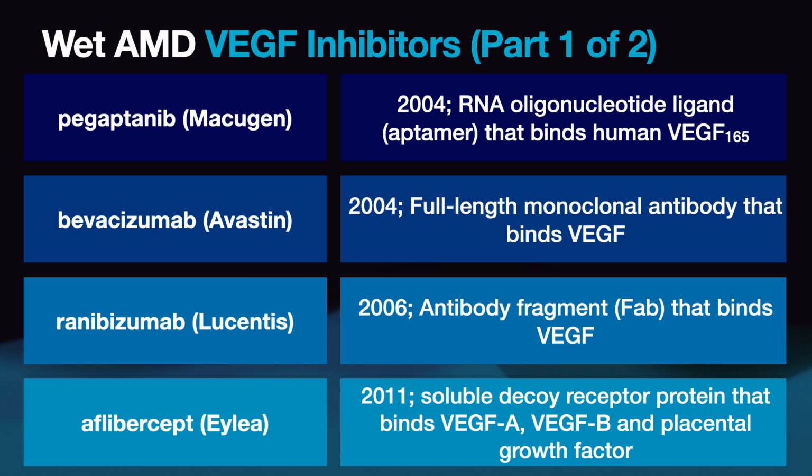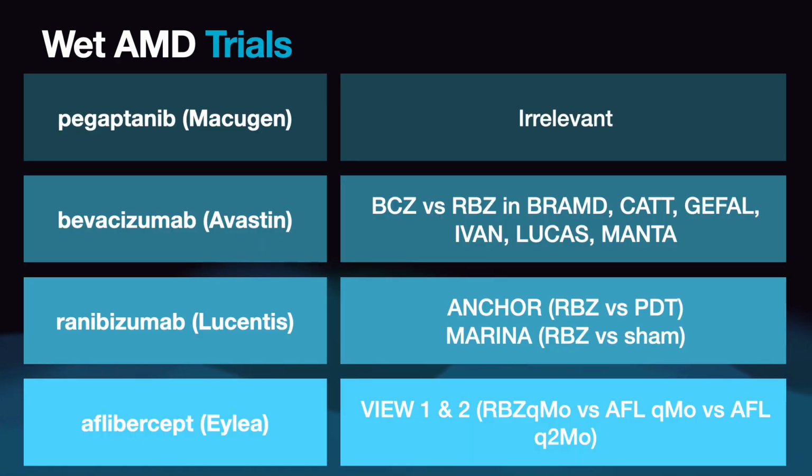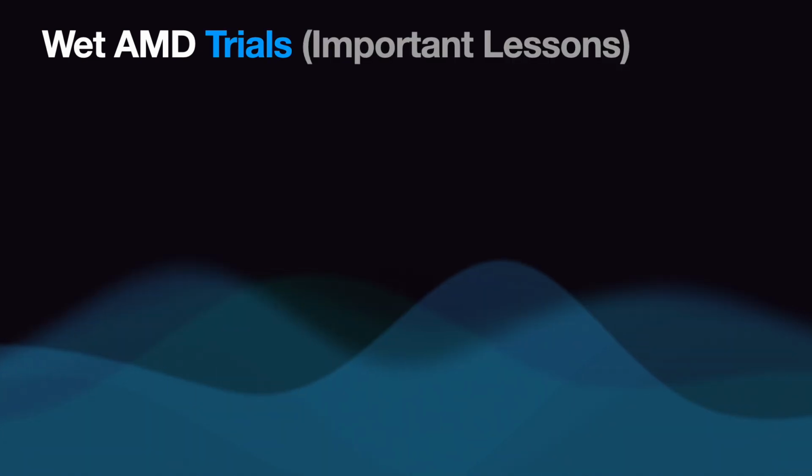Here's a list of some inhibitors that we have for VEGF right now. Pegaptanib nobody uses. Bevacizumab, ranibizumab, aflibercept. Brolucizumab almost nobody uses due to side effect issues. Faricimab, aflibercept 8 milligrams. That's Eylea HD. We have ranibizumab biosimilars. Now we have aflibercept biosimilars, or at least one, Pavblu. And then there's some trials I'm listing here. I'm really only going to hit some highlights on the next slide.